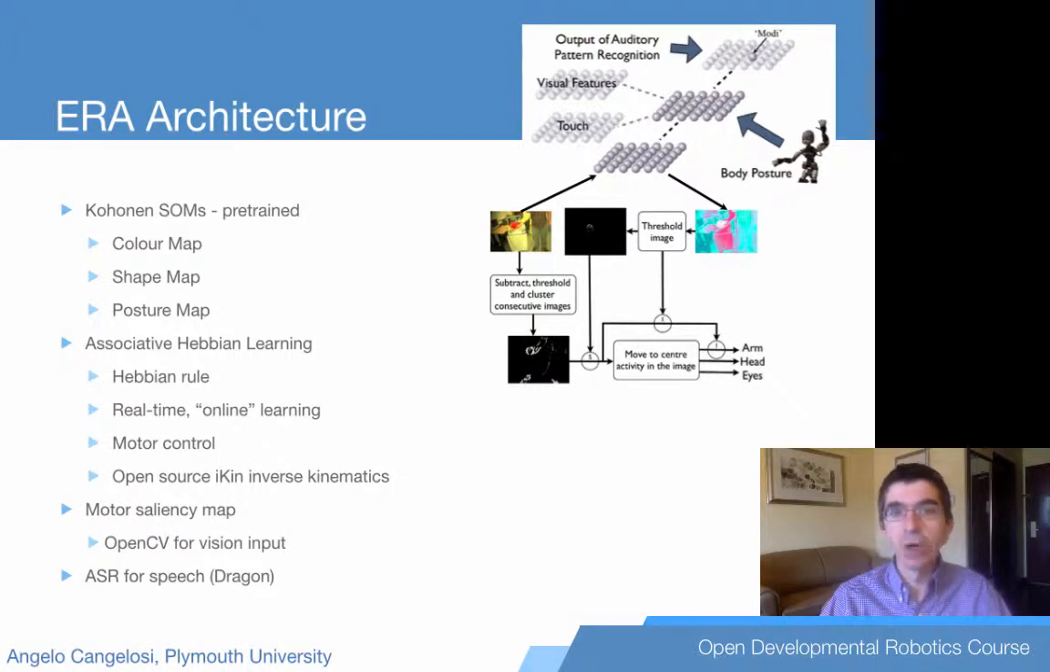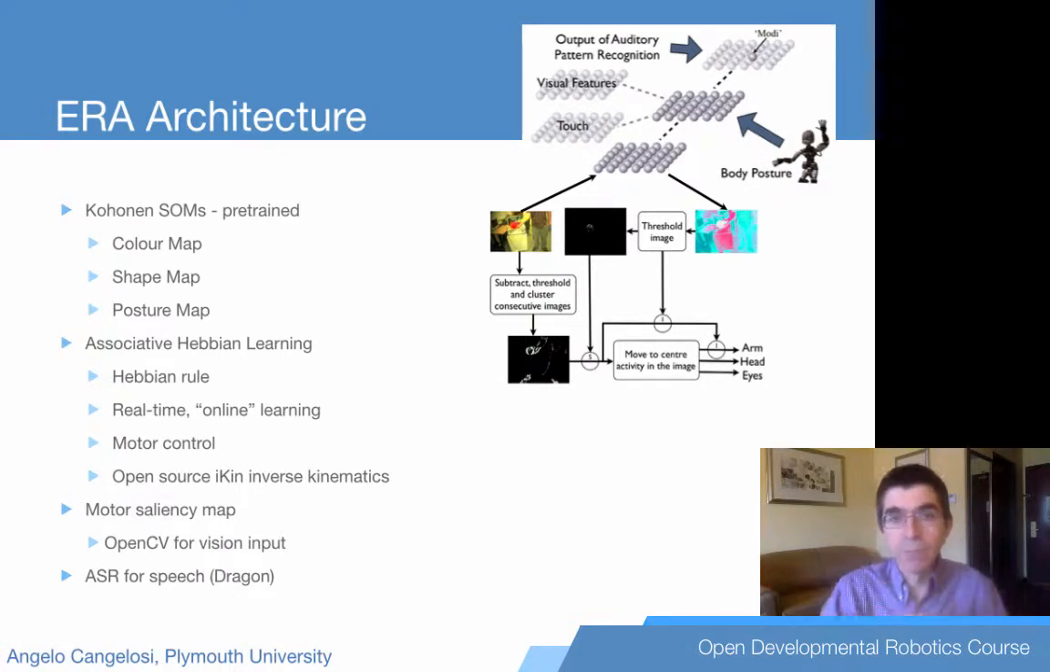This is a series of Kohonen maps. They are pre-trained, one map to recognize and classify color types, one to do shape, another to do body posture. This is the key map. In the middle, we call it the embodiment or body map or hub of the cognitive architecture. Then you have Hebbian connections, associative learning, between the most active units in each of the maps.